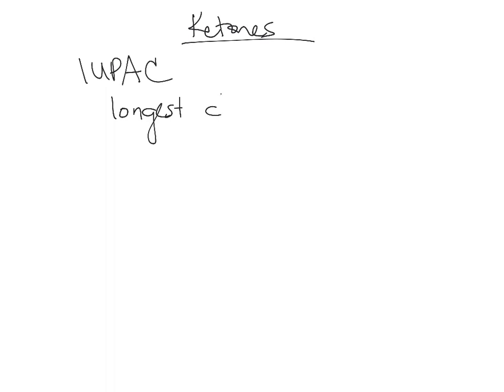Let's talk about naming ketones. So ketones can also be named using the IUPAC method or the common method. Using the standardized method, we're going to look at acyclic ketones first. So ones with chains. You're going to look for the longest chain containing that carbonyl. And you're going to change the ending E to -one.